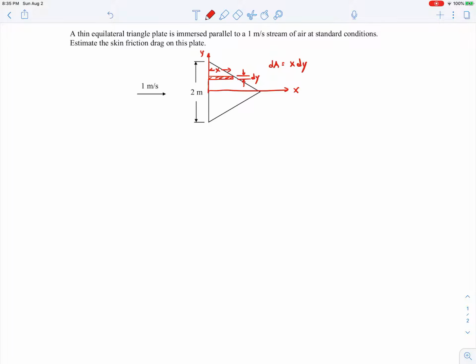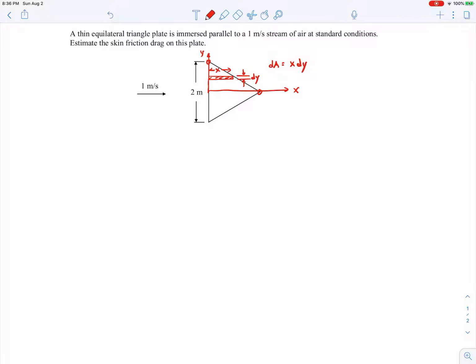Because that distance changes, the skin friction drag on that little rectangle will change as I go from this upper corner all the way down here. So I'm going to have to find the skin friction drag on each one of those little rectangles and then add them all together to get my total skin friction drag on one side of the triangle. Since the triangle is symmetric from top to bottom, I'm only going to worry about the top half of the plate. I'll find the total skin friction drag on the top half, multiply it by 2 to give me the total on one face of the plate, and then multiply that by 2 to get it on the front and back faces.